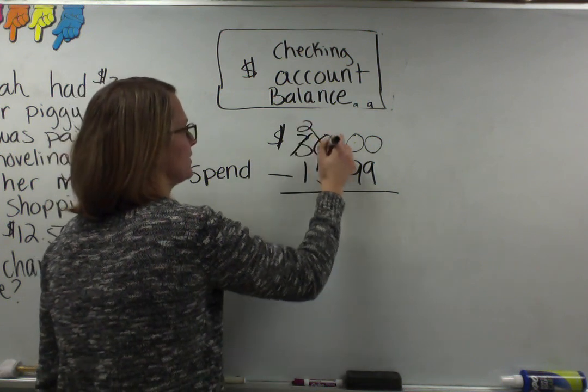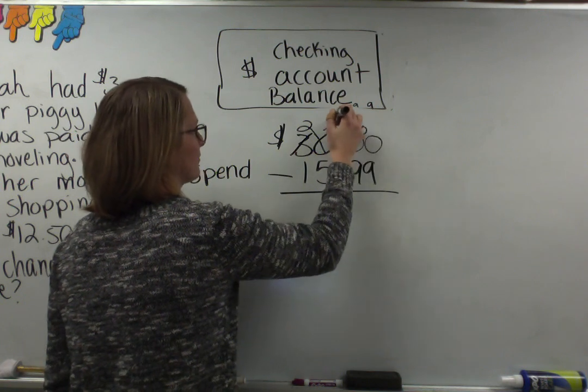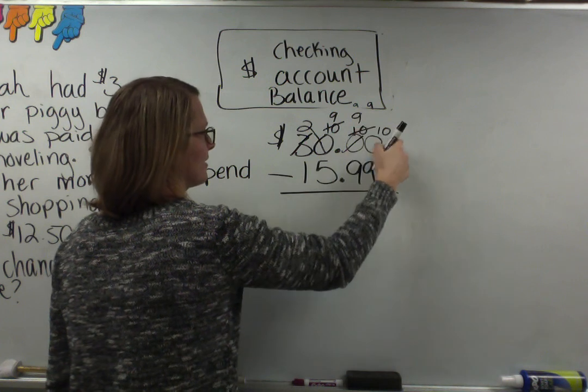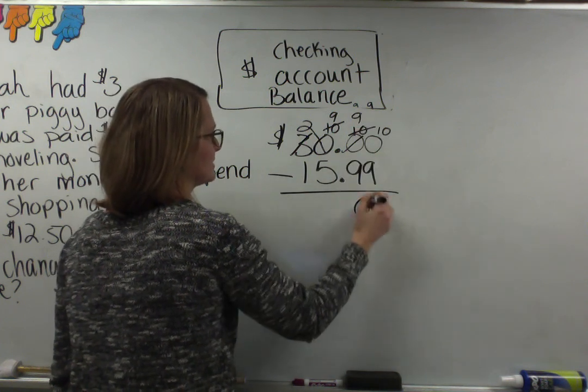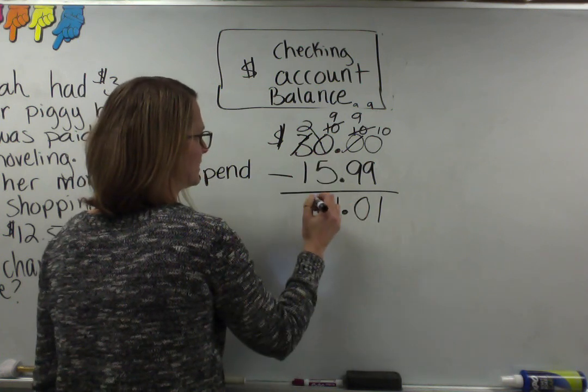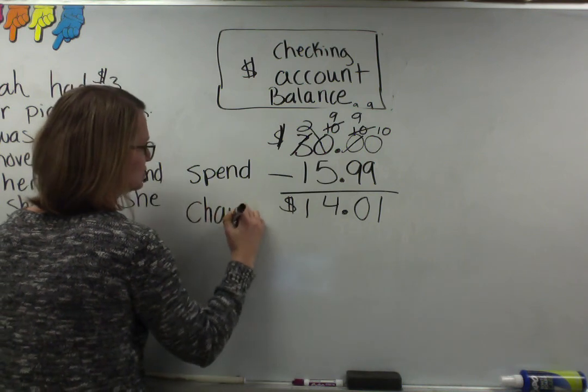So this is a 2. Now I can make that a 10. Now I can borrow to make this a 10. That'll become a 9. Now I can borrow to make this a 10. That'll become a 9. 10 minus 9 is 1. 9 minus 9 is 0. Decimal comes straight down. 9 minus 5 is 4. And 2 minus 1 is 1. So now this is my change.